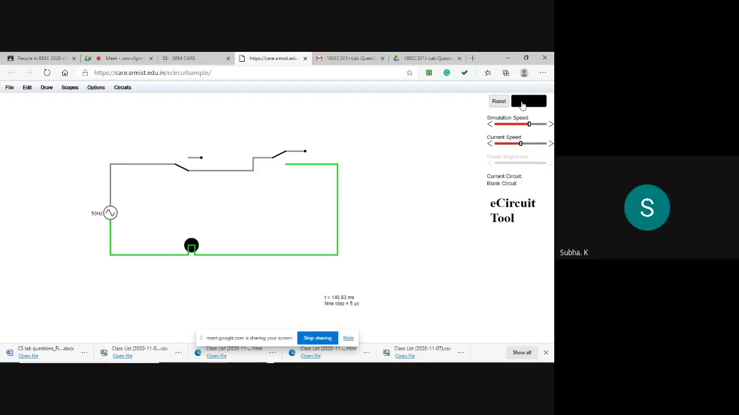What is the truth table? On, on, glow. Off, off, will not glow. Off, on. So how will you give cross connection? Tell. And we will join the blue wire directly to this second switch. This is off, this is on. So I will use a wire to connect this.